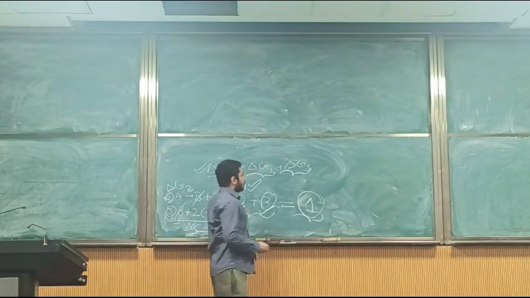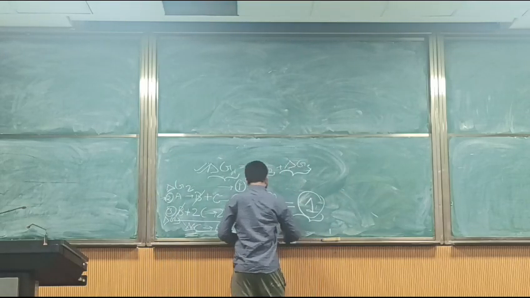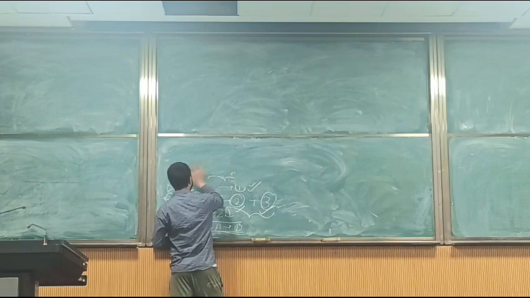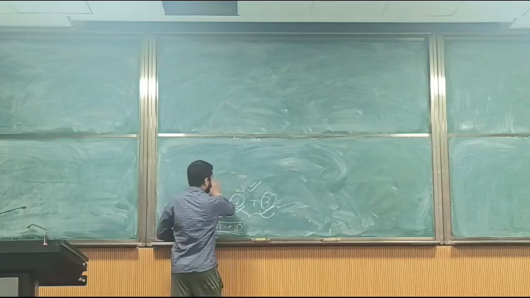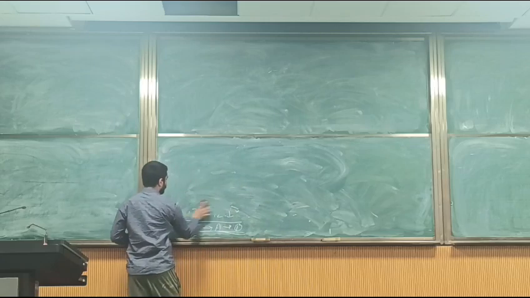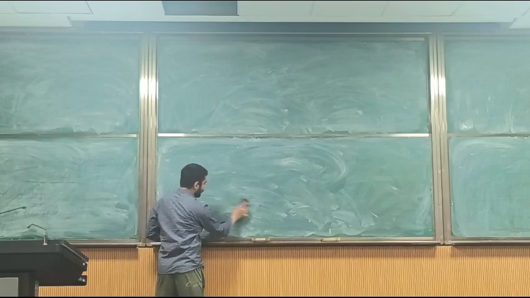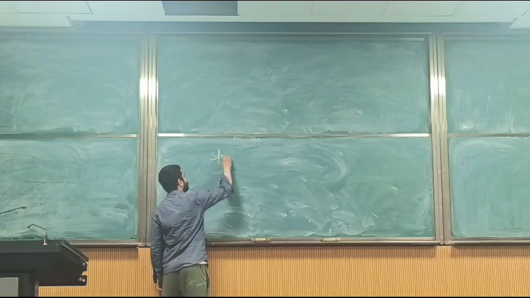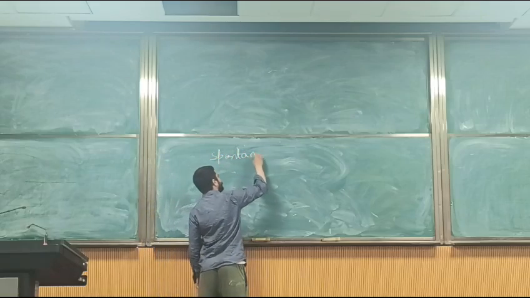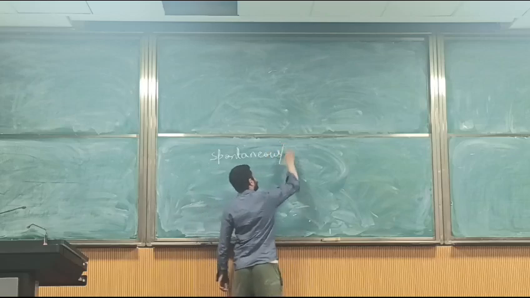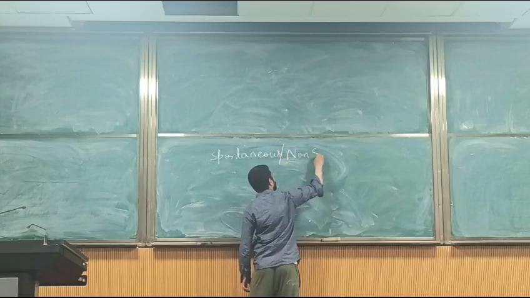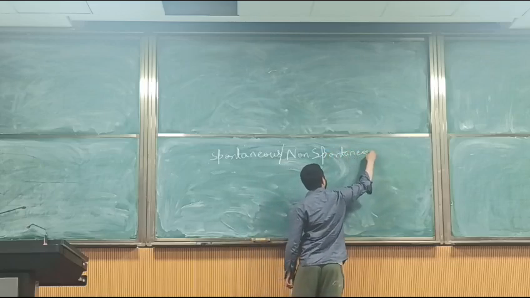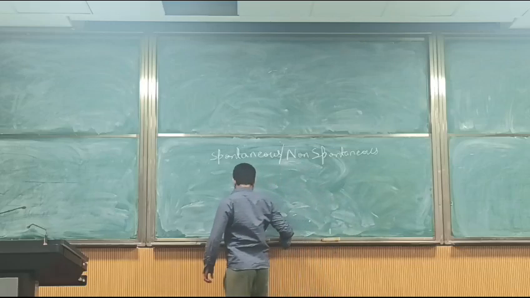And what is the concept behind spontaneous and non-spontaneous reactions with the help of delta G values? With the help of delta G, how can we tell whether a reaction is spontaneous or non-spontaneous?